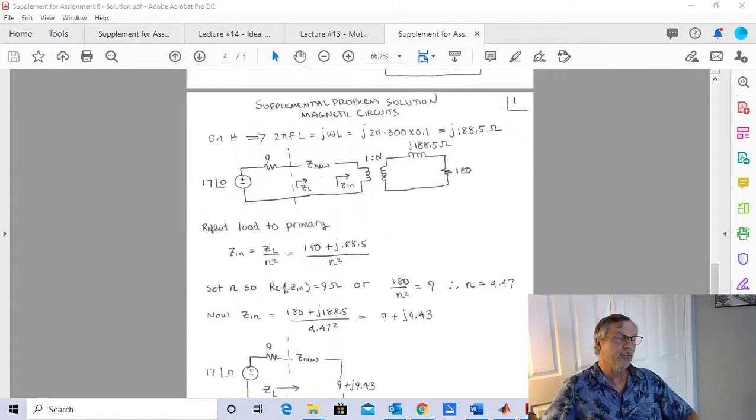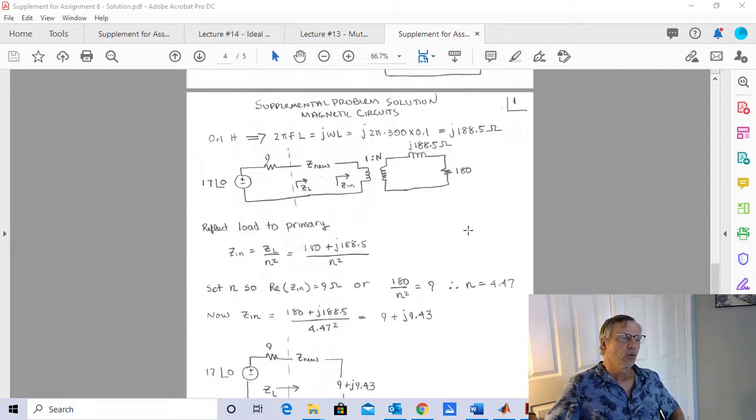Okay, so the first thing I'm going to do is take my load and reflect it to the primary side. And I'll use my equation Z in equals ZL, which is actually out here. So Z in is going to be all this stuff divided by n squared, right? So I take my 180 plus J 188.5, divide it by n squared, and that's what I'm going to see right here.